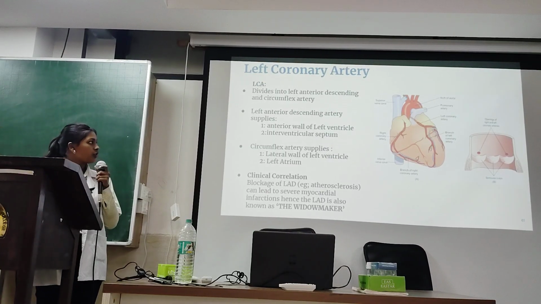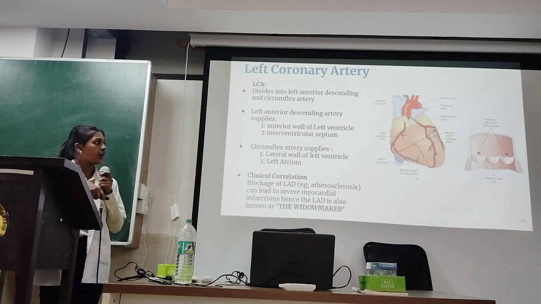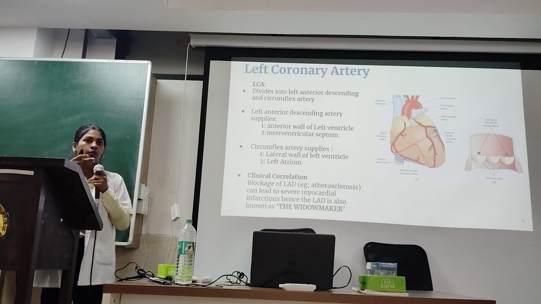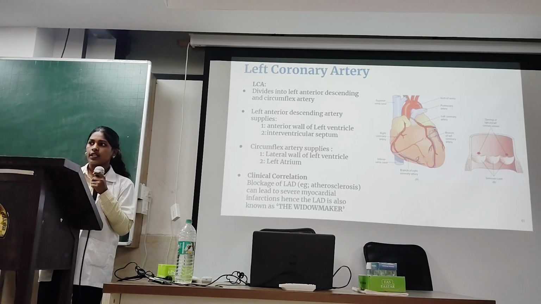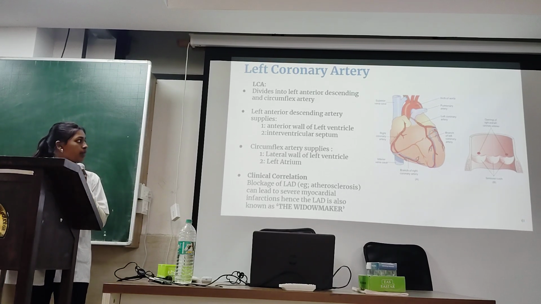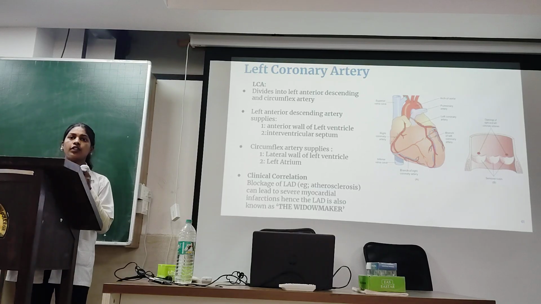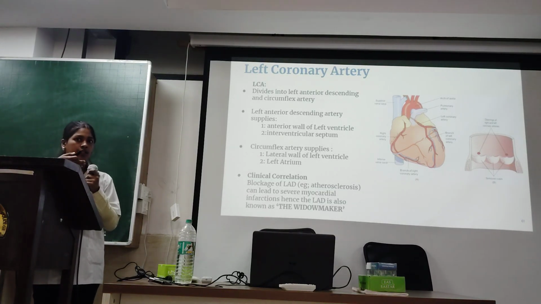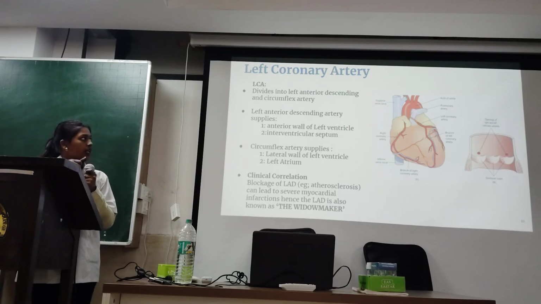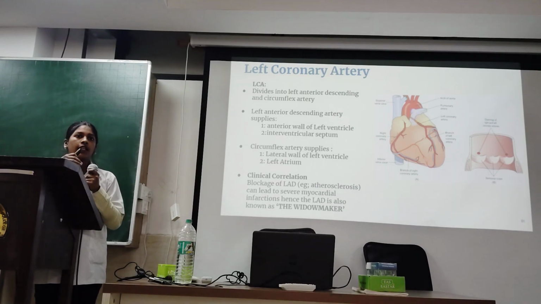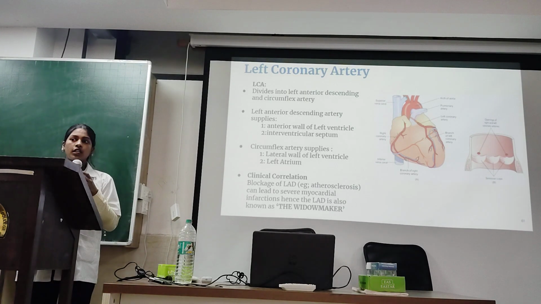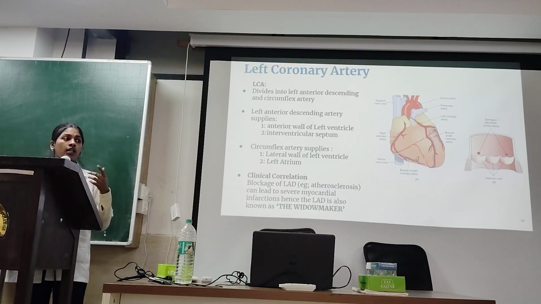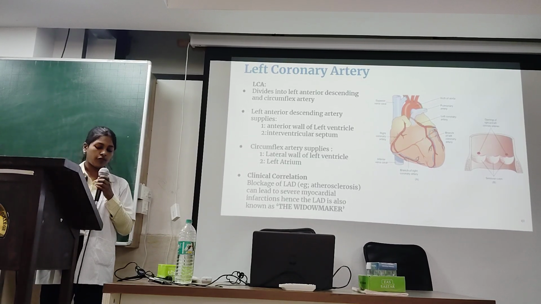Coming to the left coronary artery, the left coronary artery also divides into two branches. That is the anterior interventricular artery and the circumflex artery. The circumflex artery supplies the lateral wall of the left ventricle and the left atrium, and the anterior descending artery, which is also known as the anterior interventricular artery, supplies the anterior wall of the left ventricle and the interventricular septum. This artery is also known as the widowmaker because if there is any blockage in this artery, it will lead to severe myocardial infarction.